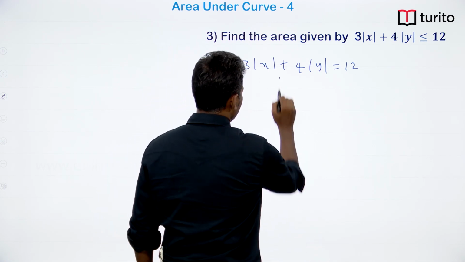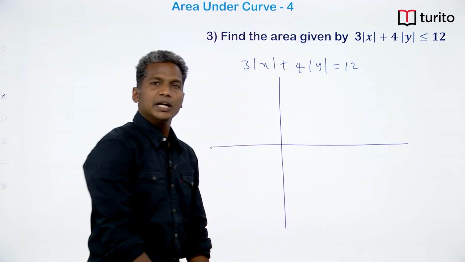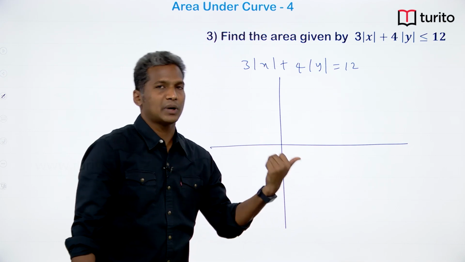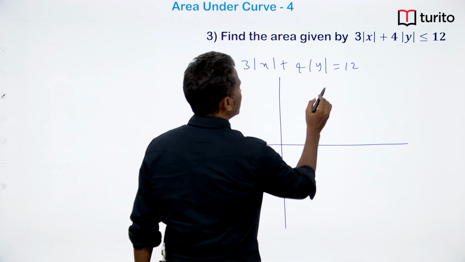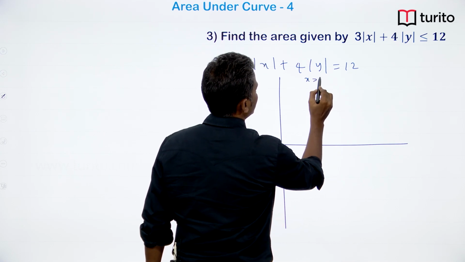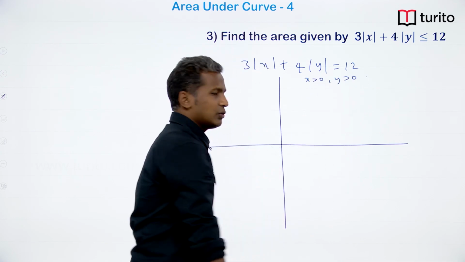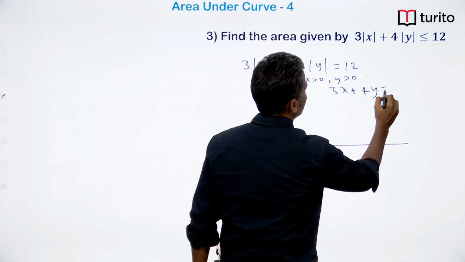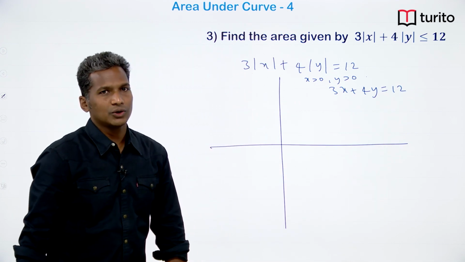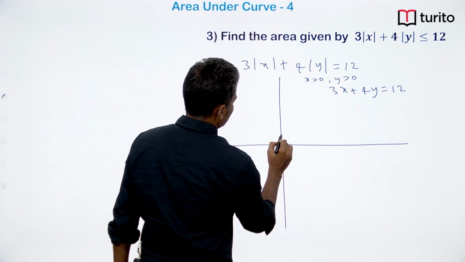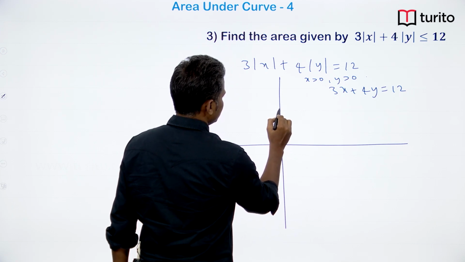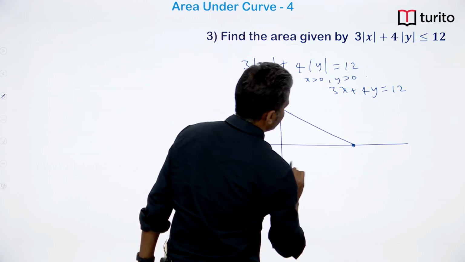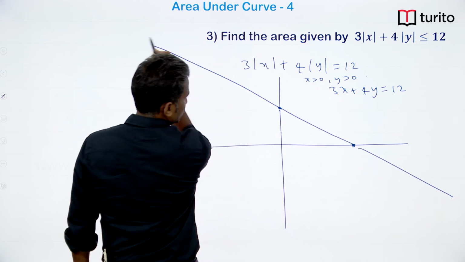So basically I am going to draw the graph in only the first quadrant, and then I will see what happens, and based on that I will draw the other parts also. Suppose I take x positive and y positive, so what do I get algebraically? This equation will give me 3x plus 4y equal to 12. You know how to draw this line. We will get 3 units as the y intercept and 4 units as the x intercept, and we will get a line like this.